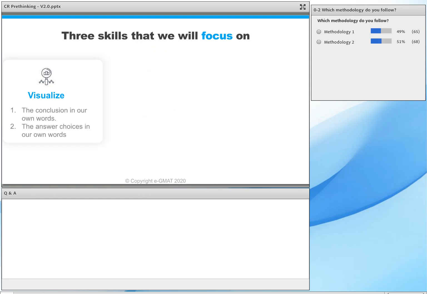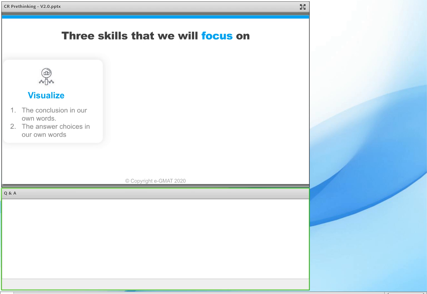Now, pre-thinking doesn't happen automatically. It's an outcome of you having a few skills. The first is the ability to visualize the conclusion. Harsh says, in some questions, I'm not able to think of any potential assumption. How do you handle that? That's a symptom that you weren't able to understand the conclusion. You did not visualize the conclusion. Let me explain what visualizing the conclusion means.